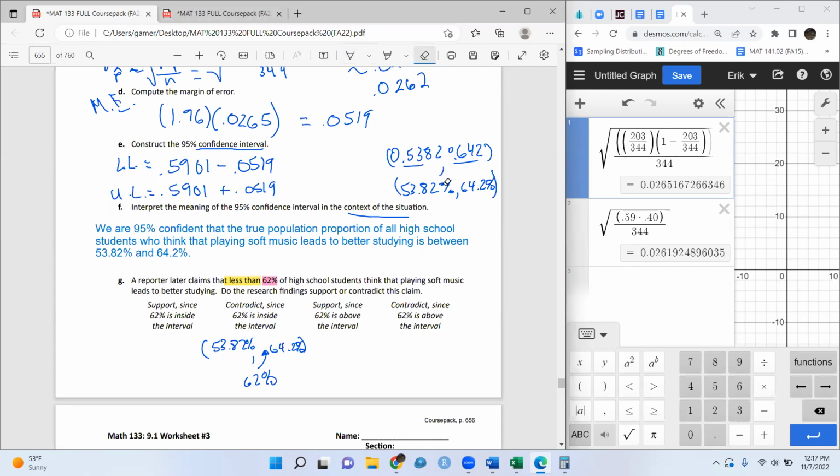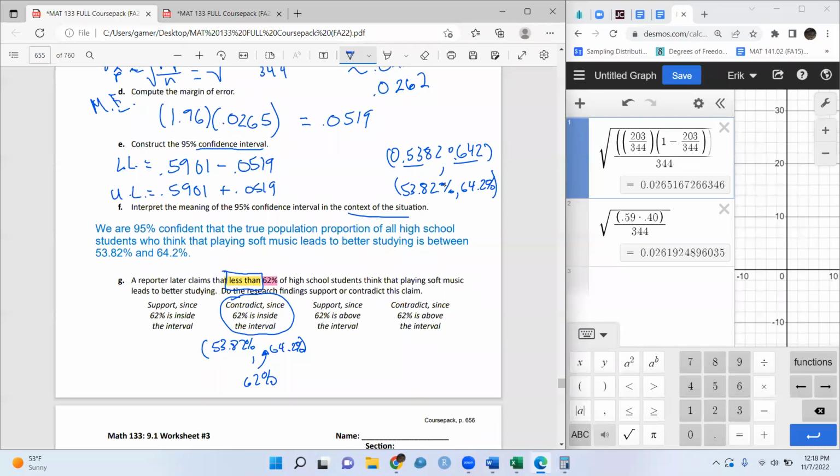Okay, so the reporter claimed less than. Does our interval support that it's less than 62%? Yes, because it goes down to 53.82, which is less than 62. I like that, but the interval says the true proportion could also be all the way up to 64. So it could actually be greater than 62%. It doesn't support it. It contradicts because 62% is within, and the reason it's contradicting is because our claim is that it's less than.